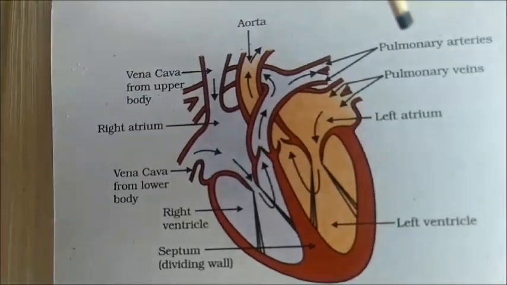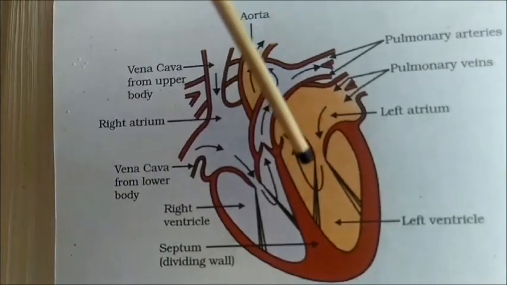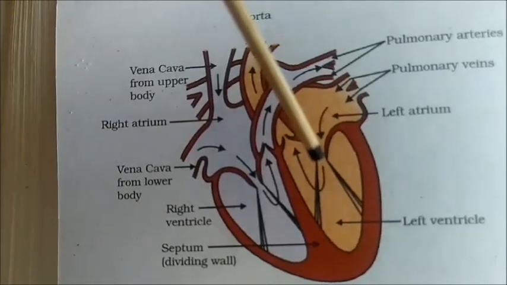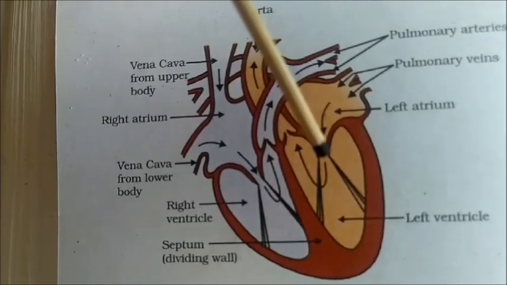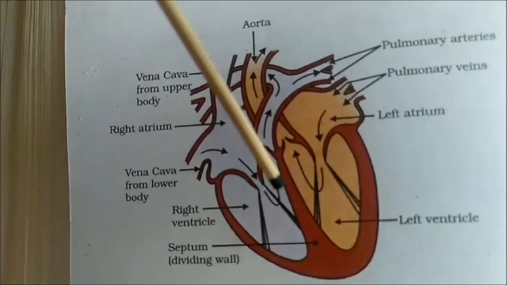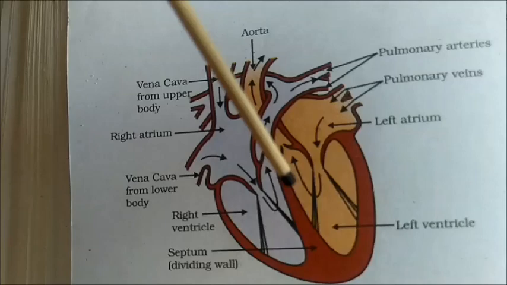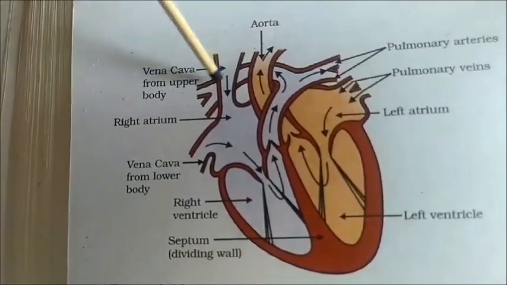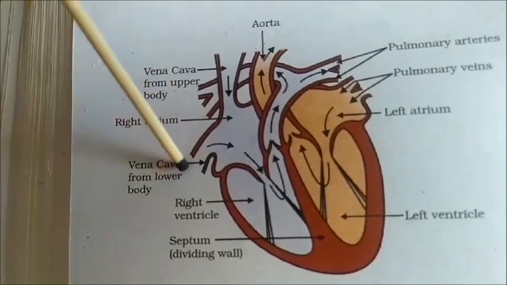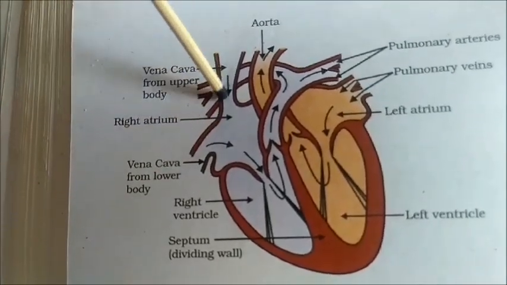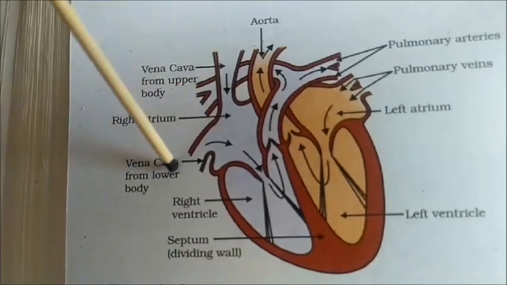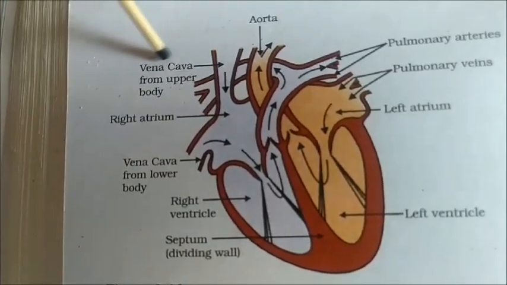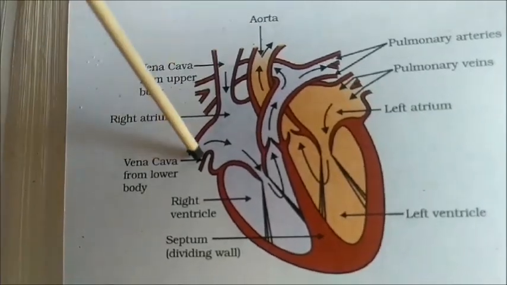Now, there are three types of blood vessels: arteries, veins and capillaries. Arteries carry blood from heart to different parts of the body. Veins carry blood from different parts of the body into the heart. And capillaries provide junction between arteries and veins. So you can see here, from here and from here, the deoxygenated blood enters our heart. So these are the veins. In fact, this is the biggest vein of our body, known as vena cava. So there are two vena cavas, this one and this one.